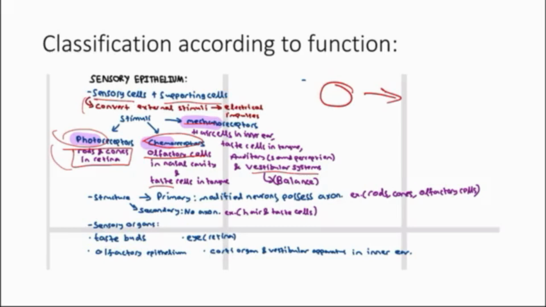Now, these can be classified into two types of sensory cells: primary and secondary sensory cells. The primary ones are modified neurons, and they have an axon. The secondary ones have no axon. Examples of primary are rods and cones and olfactory cells, so the eyes and the nose, for example. The secondary ones, which have no axon, are the hair cells and the taste cells. And sensory organs include taste buds, the eye, olfactory epithelium, and the organ of Corti, and the vestibular organs for balance.